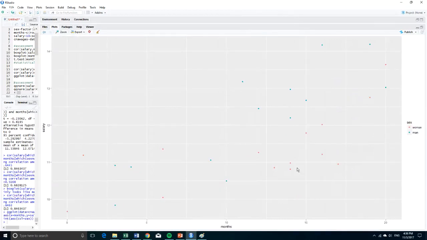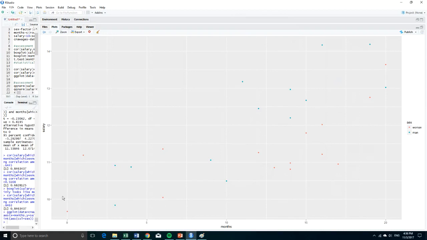Okay, so the red dots are the women, the blue dots are the males, and for those that have more than 10 months of experience, the blue dots all appear to be higher than the red dots. So it looks like after about 10 months, or after about the first year, men do seem to make more than women. Before that, the blue dots and the red dots are all pretty low.